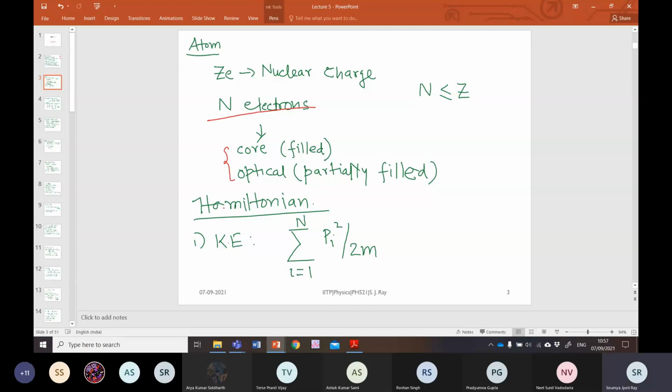Now, if we look at the Hamiltonian for such a system, there will be several terms. The first term will be the kinetic energy term, which is represented by the sum over i equal to 1 to n of p_i squared divided by 2m. Here m is the electronic mass, and i is the index which runs from 1 to n. That is the kinetic energy, which is quite general.